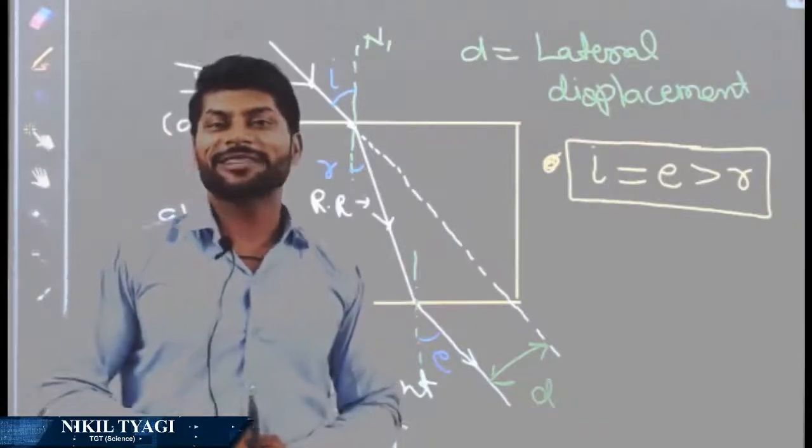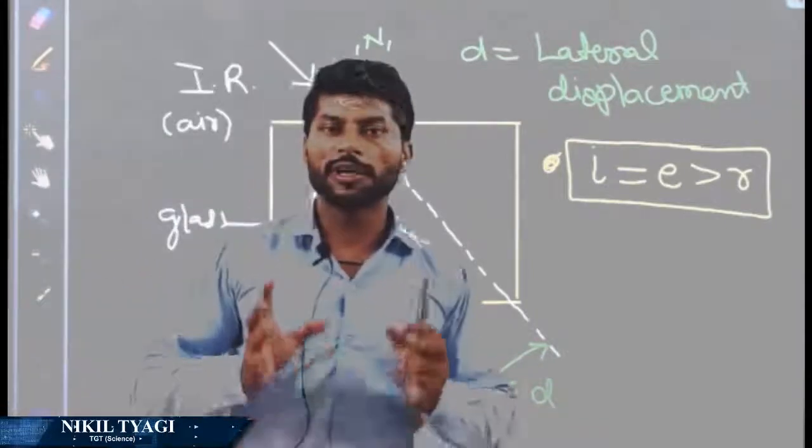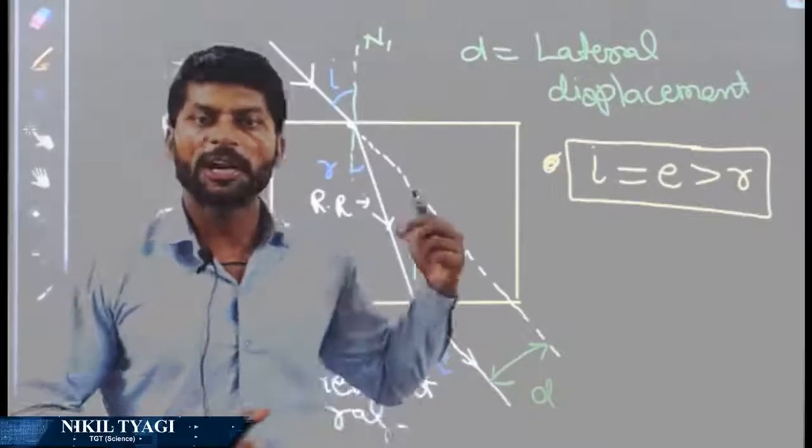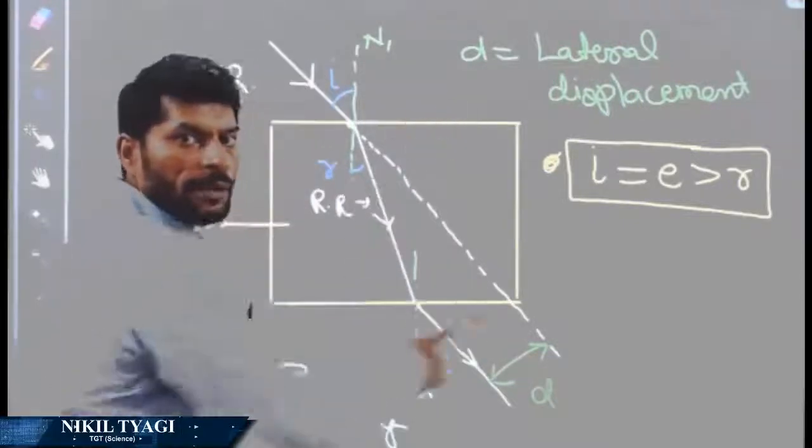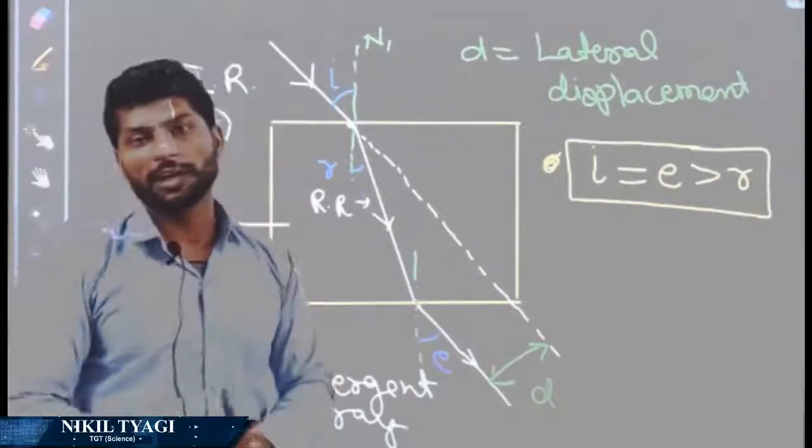So in the next lecture we will cover refraction of light through a triangular glass prism. It was a rectangular glass slab, but in the next lecture we will cover the triangular glass prism.